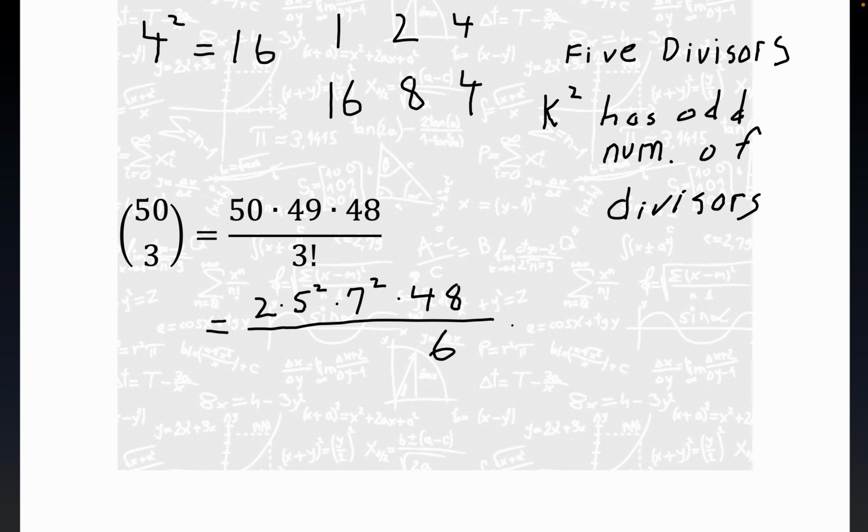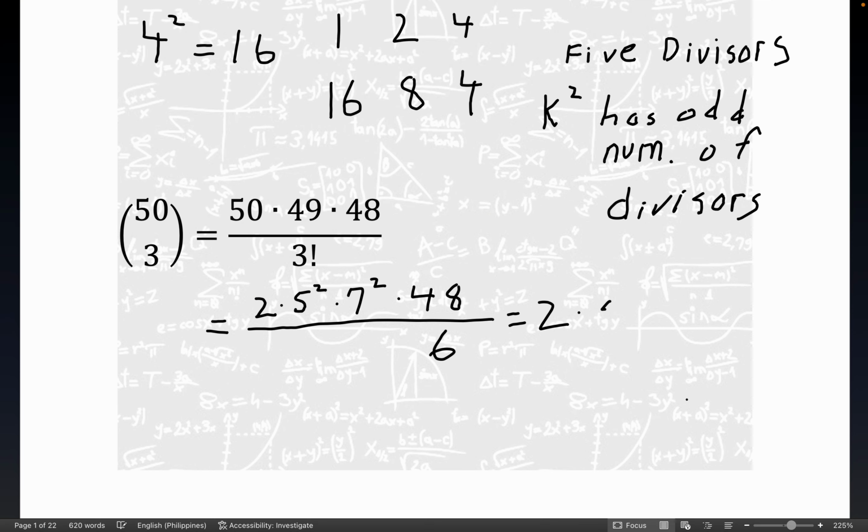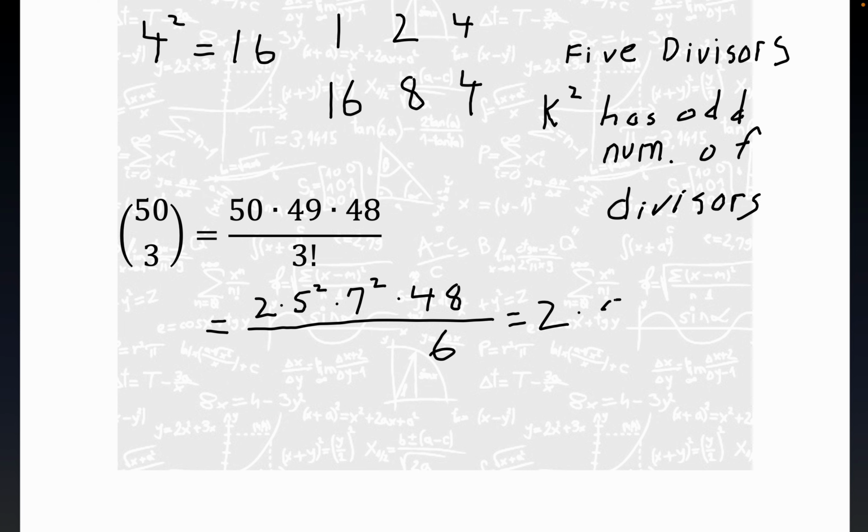And so you can see right here, we end up with 2 times 5 squared times 7 squared all over 8. And I didn't do much on that step except divide 6 into 48. So we get times 8 right there.